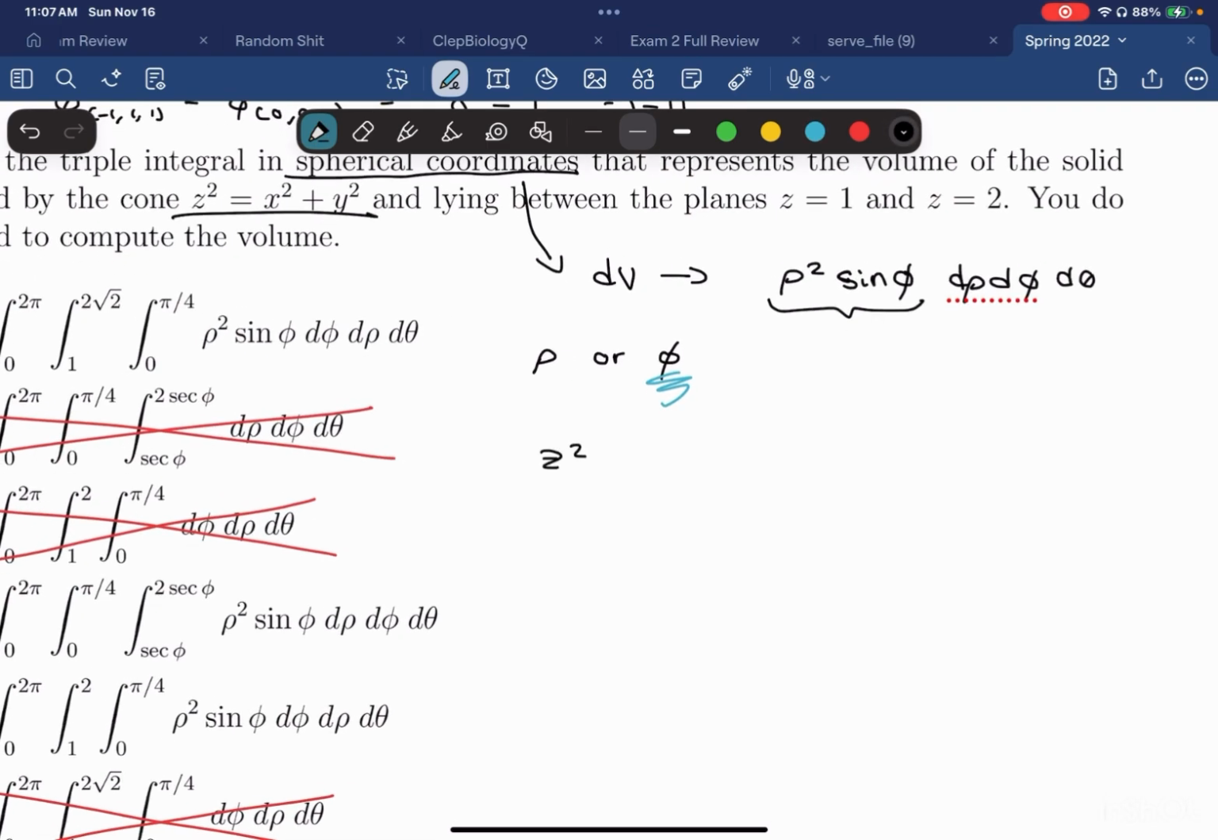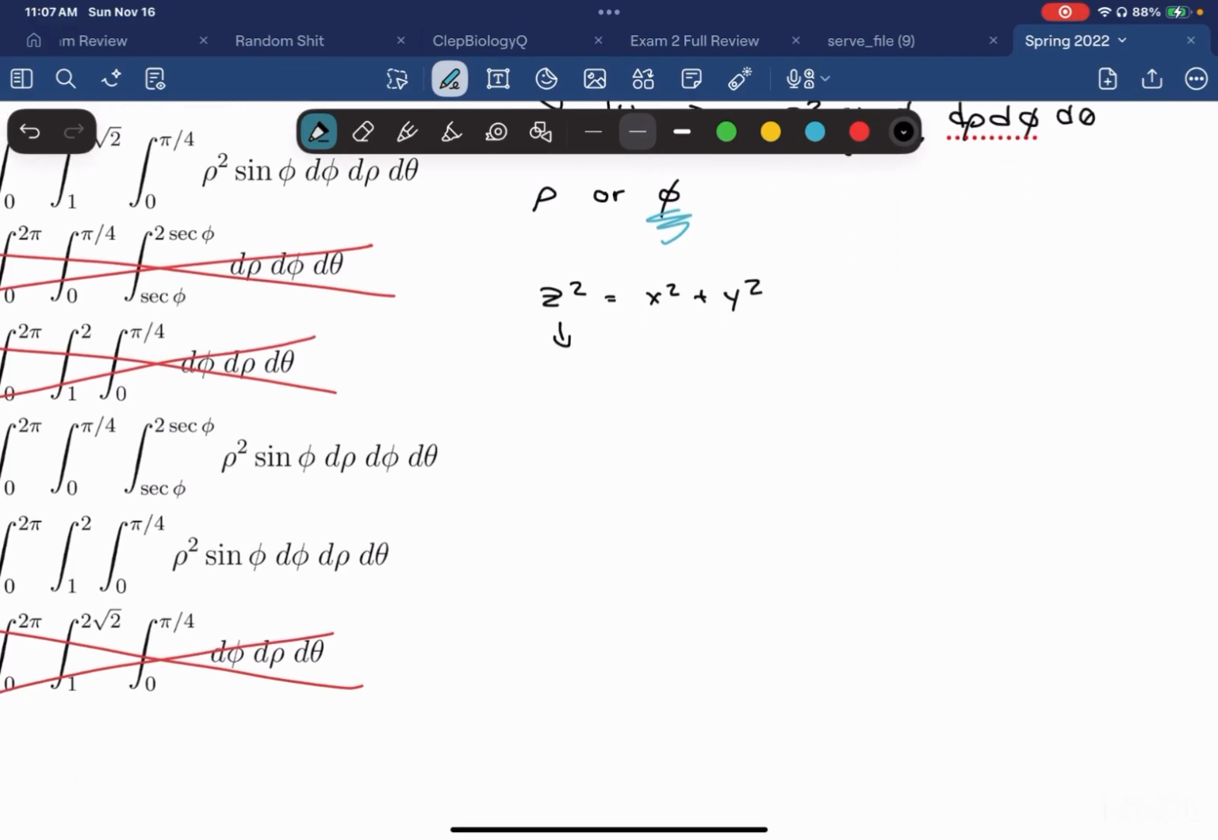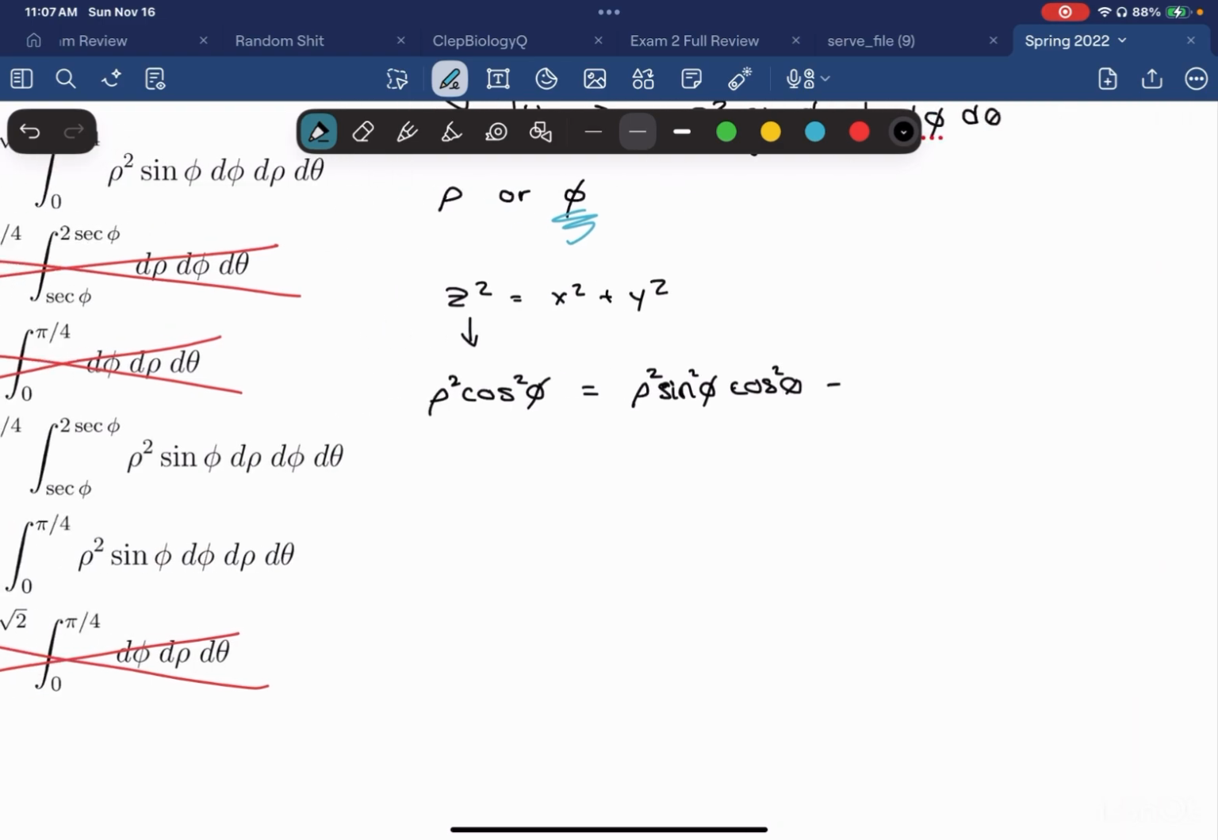z squared equals x squared plus y squared. Now z is equal to rho cosine of phi, which means that z squared is equal to rho squared cosine squared of phi. Same applies to these ones. x is equal to rho sine of phi cosine of theta, so x squared will be rho squared sine squared phi cosine squared theta. And that's plus y, which is rho times sine of phi sine of theta.